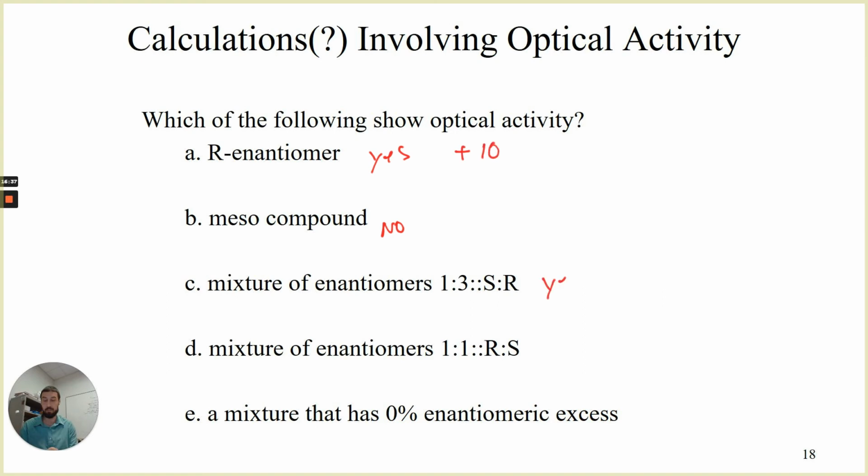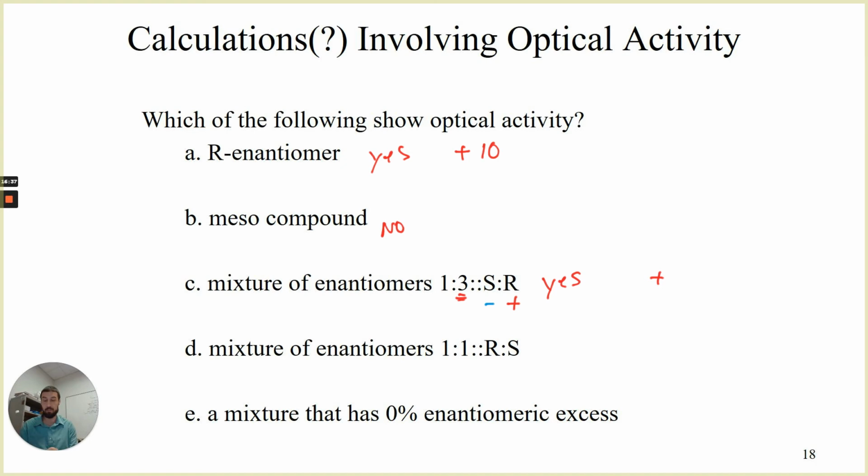What would I expect? Because this is not an equal mixture, so that solution is chiral. There's an excess of the R. What would I expect the rotation to be? Well, if the R was positive and the S was negative, I have an excess of the R, which means the optical activity that comes out had better be positive. Should it be greater than 10? Well, no, 10 was the pure, so it needs to be less than 10.